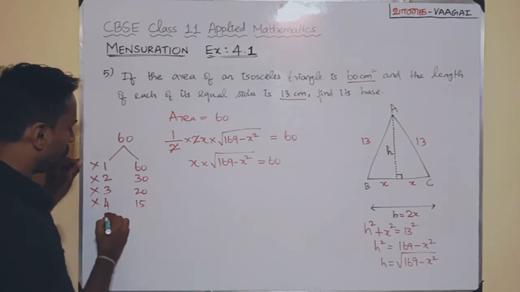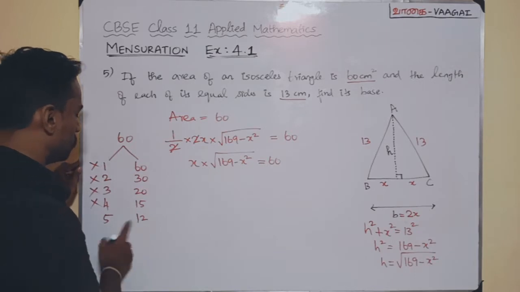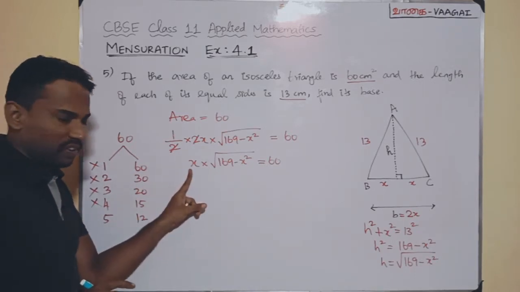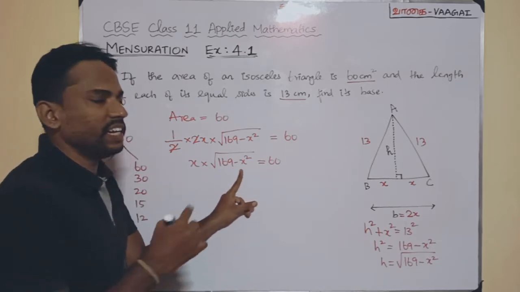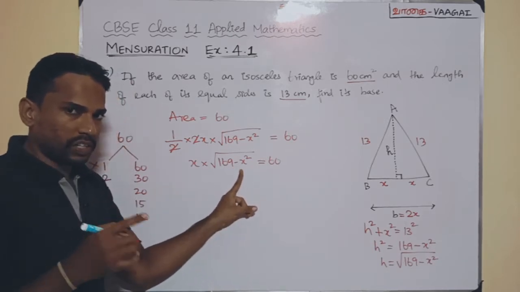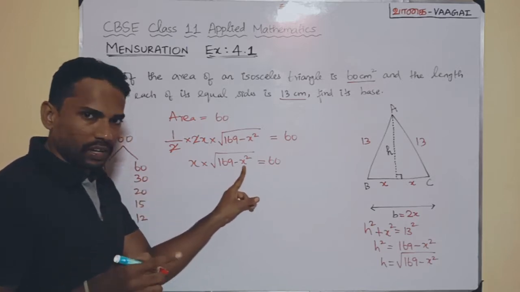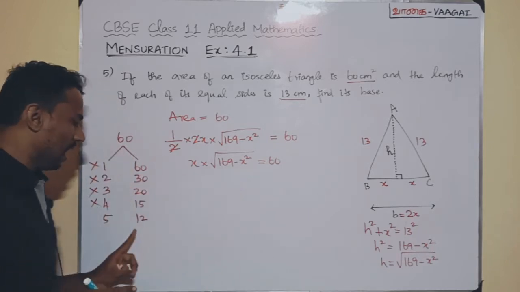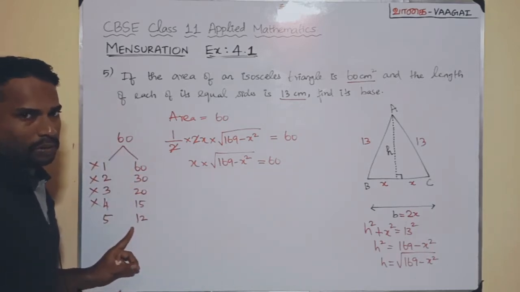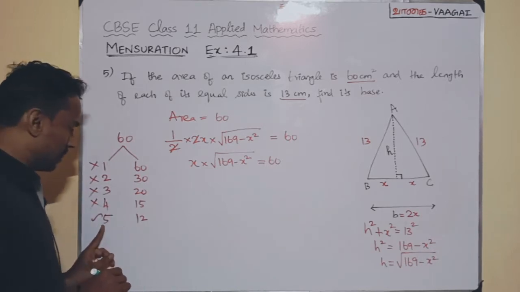Next I'll go for 5 into 12, since 5 twelves are 60, right? Let's take this pair. So let me take x as 5 here. Square root of 169 minus 5 square, and 5 square is 25. So 169 minus 25 will give you root of 144, which is exactly equal to 12. And that is what we have as the other number. So successfully we check that this pair is exactly working out here.